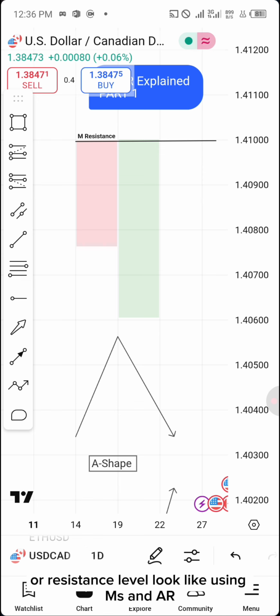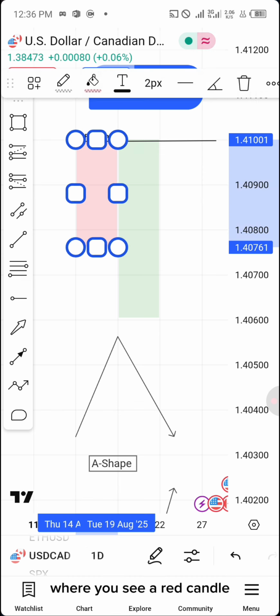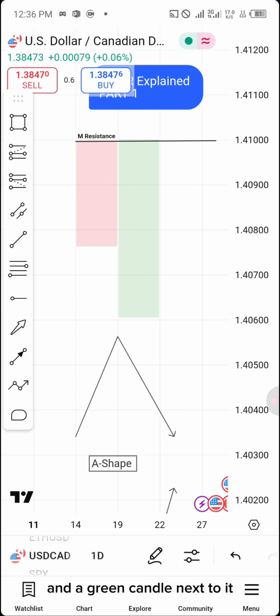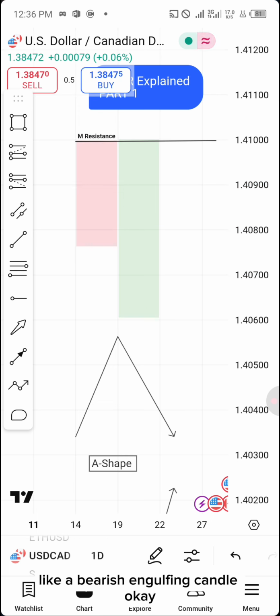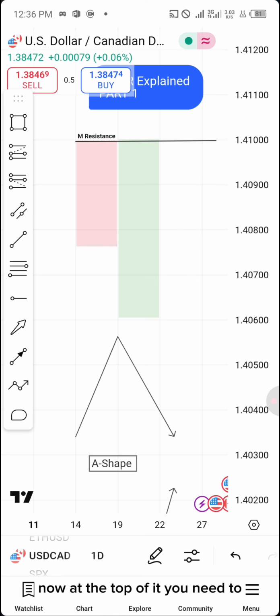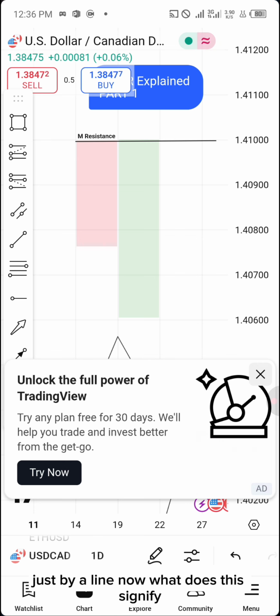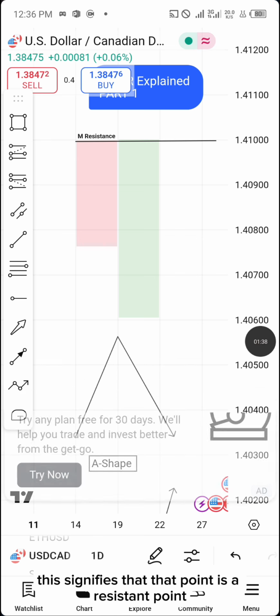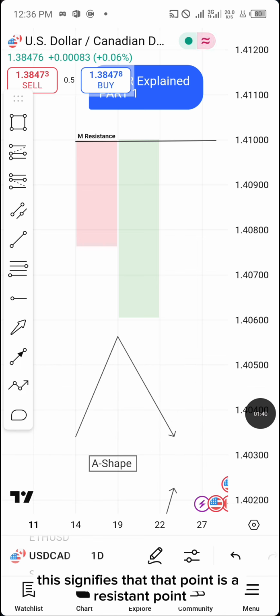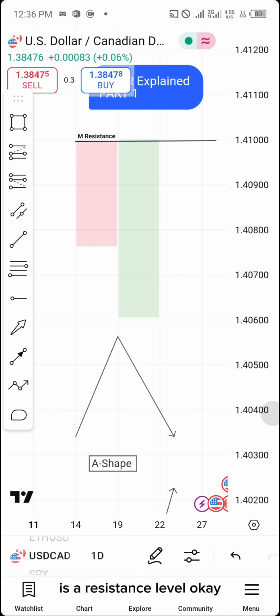All right, now let's start with what a resistance level looks like using MS&R. Now you need to see a formation like this where you see a red candle and a green candle next to it, like a bearish engulfing candle. Okay, now at the top of it you need to see that both the bearish and the bullish candle are at the same level, separated just by a line. Okay, just by a line. Now what does this signify? This signifies that that point is a resistance point, is a resistance level.